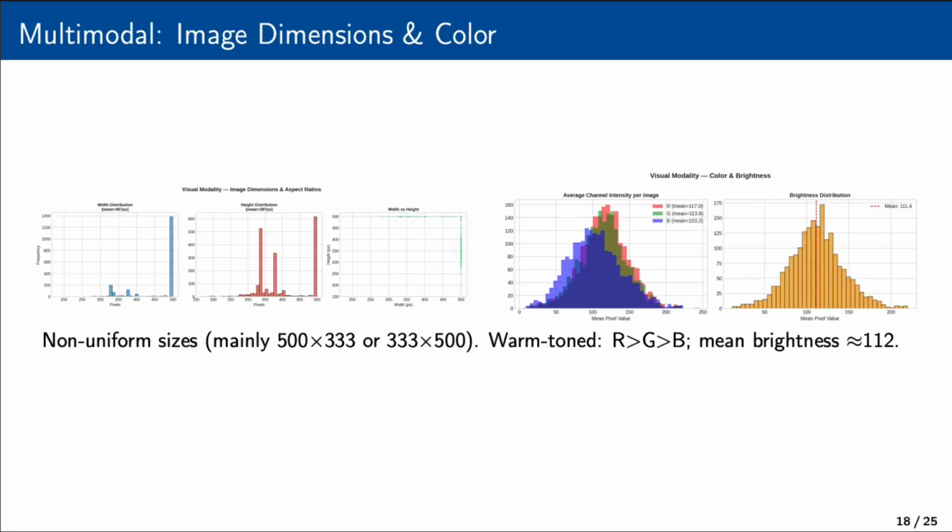Regarding image properties, sizes are non-uniform, with 2 dominant aspect ratios, 500 by 333 and 333 by 500, indicating landscape and portrait orientations respectively. Color analysis shows a warm tone dataset with R larger than B, G larger than B channel means, and mean brightness of approximately 112 out of 255.